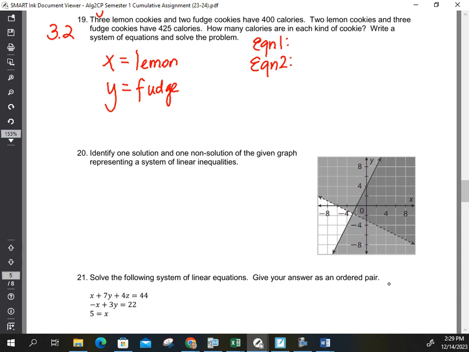Problem 20. Systems of linear inequalities. So that was section 2.8 and 3.3. So you have an overlapping colored section of this graph that was shaded twice. Identify a solution means give me 1 point that's inside of there. Identify a non-solution, give me 1 point that wouldn't work. 1 point that works, 1 point that doesn't.